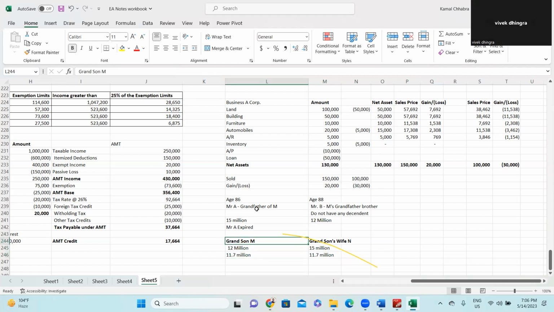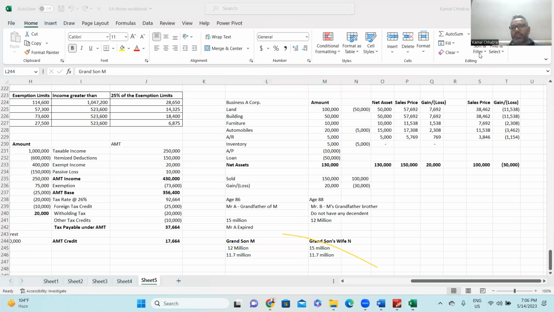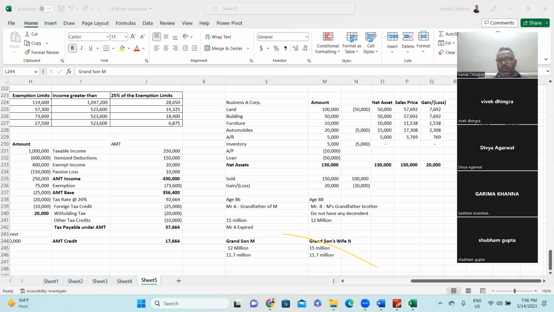Married filing jointly has a lot of benefit. For this, the grandson M and N are filing married filing separately. If they are filing separately, then only M can claim once in a life. If they are filing jointly, then they can take this benefit.